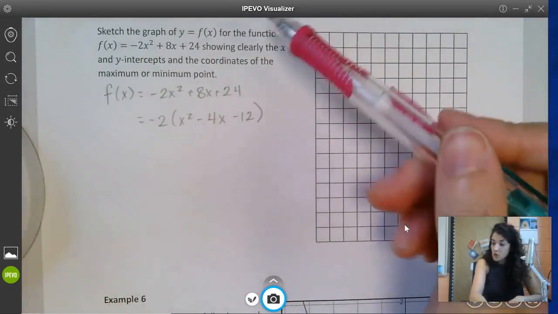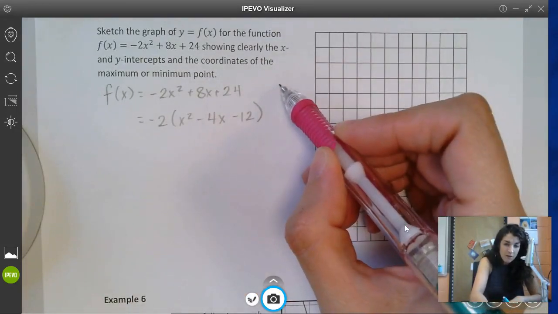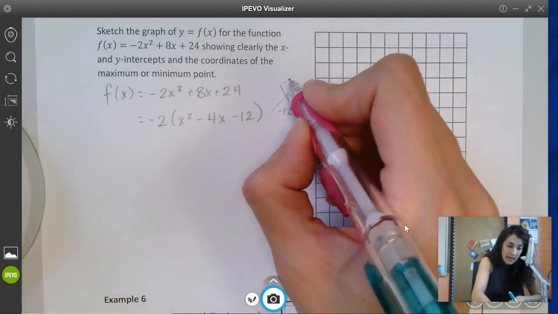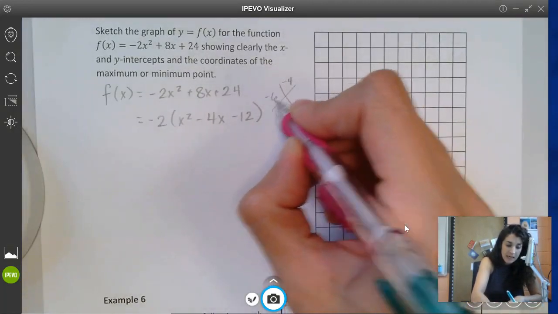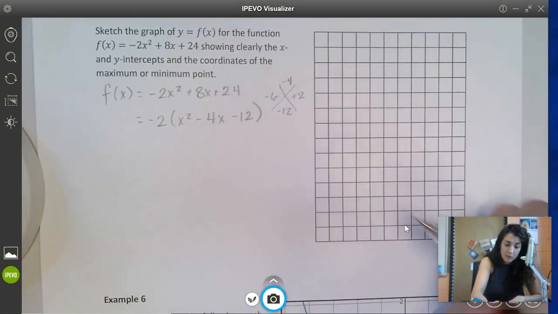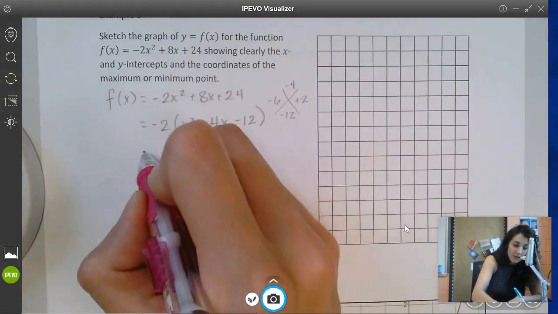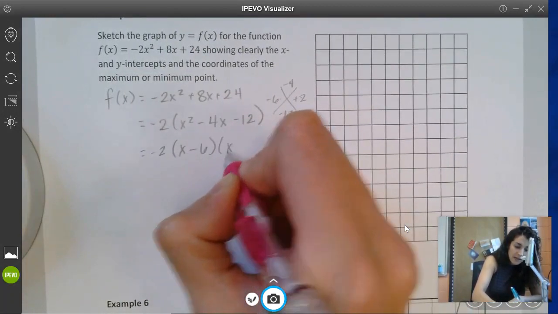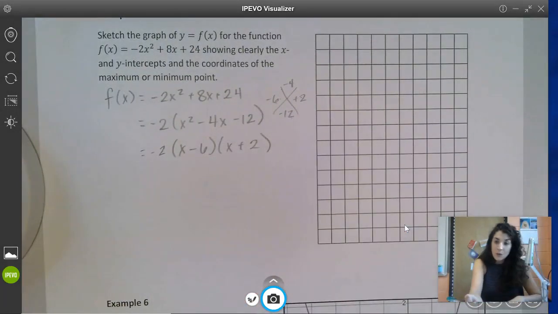And I'm going to think of two numbers that multiply to negative 12. I make a little x symbol: multiply to negative 12, and add to negative 4. That ends up being negative 6 and positive 2. They multiply to negative 12, and they add to negative 4. So it becomes x minus 6 times x plus 2.